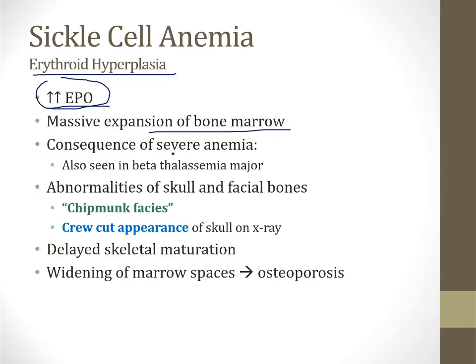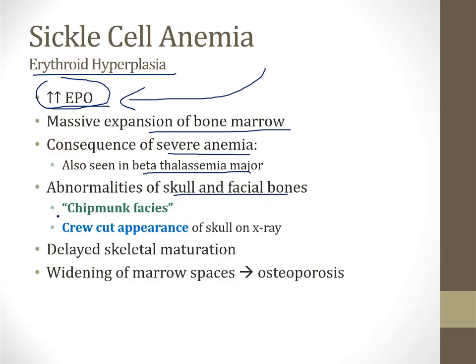This is the consequence of severe anemia, and you can see it in sickle cell anemia, but you can also see it in some beta thalassemia major cases. Once again, those children also have very high EPO levels. So what are the bony consequences of erythroid hyperplasia? Well, first of all, there are classic abnormalities of the skull and facial bones that used to be present years ago when children had untreated sickle cell anemia.